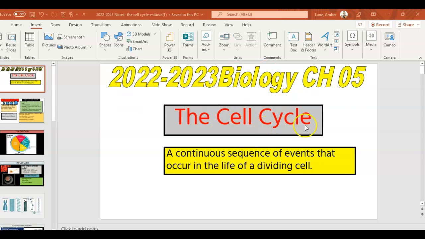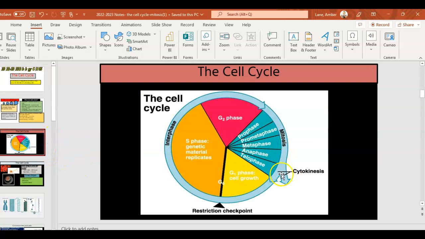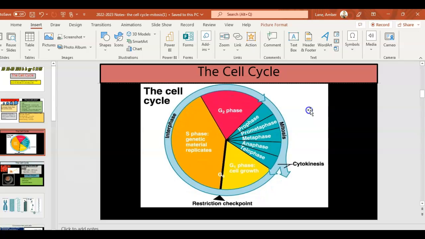I want to talk a little bit about the cell cycle. So by definition, the cell cycle is a continuous sequence of events that occur in the life of a dividing cell. Okay, let me show you a picture right here. This kind of gives you a good idea of what I'm talking about for the cell cycle.